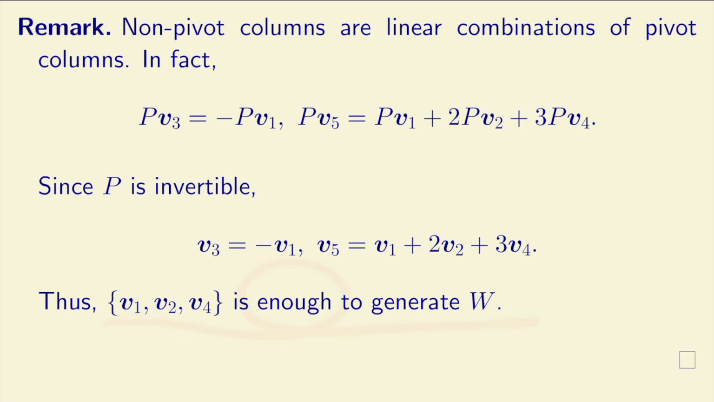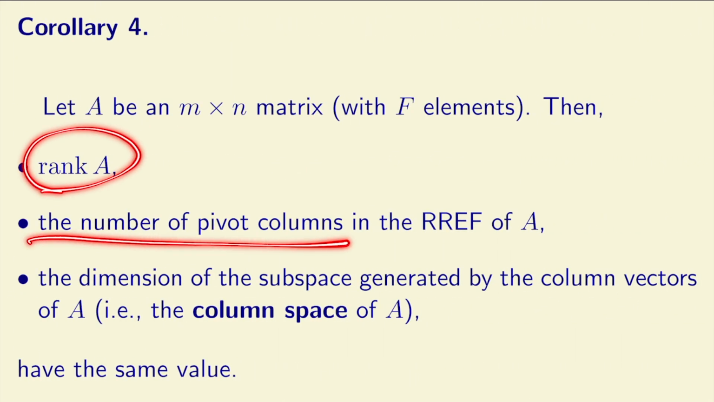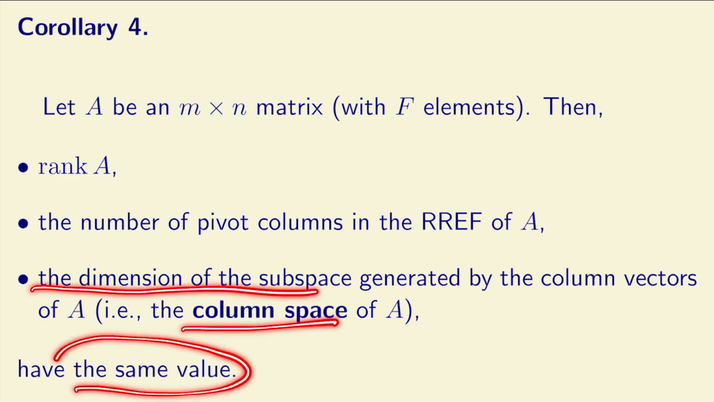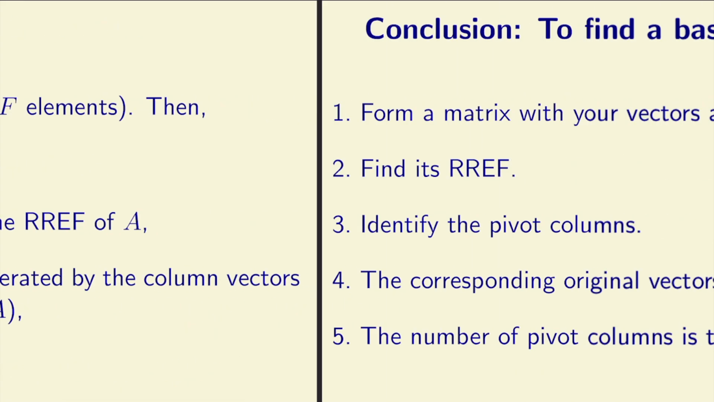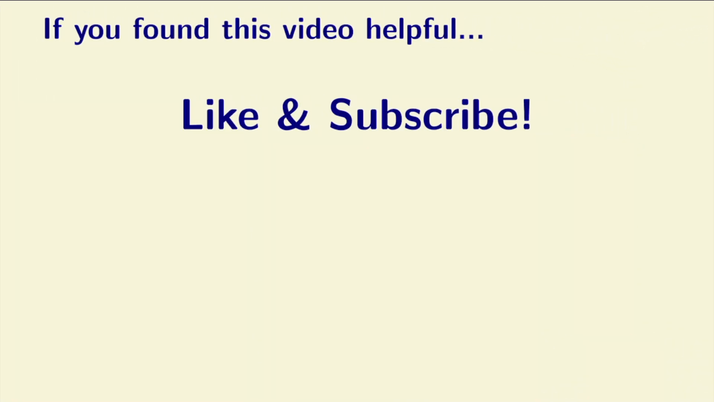The notes have a nice summary here. The rank, the number of pivot columns, and the dimension of the column space are all the same value. And this final page puts it all in a nice little summary. Form a matrix, find RREF, identify pivots, original vectors are the basis, number of pivots is the dimension and the rank. You've got this now, right? It's just a process. Yeah, I think I do.